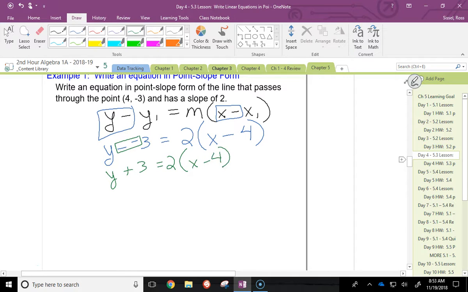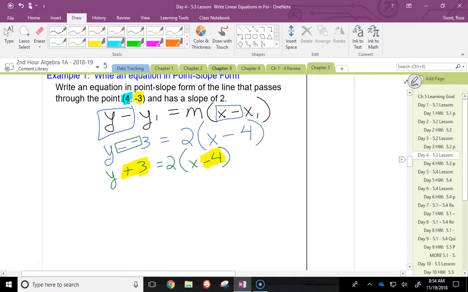Now the biggest problem I told you guys was we had to have opposite signs. Well, let's look at this. My y1 is a positive 3. Is that opposite of what it was? Yeah. I have a negative 4. Is that the opposite of my positive 4? Yeah.